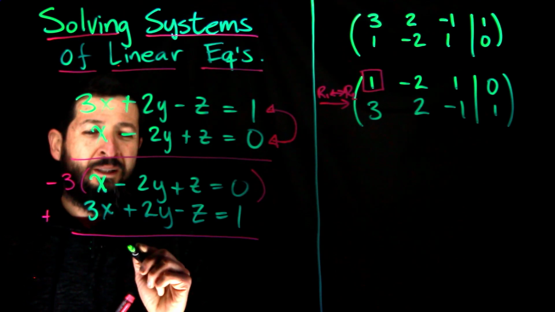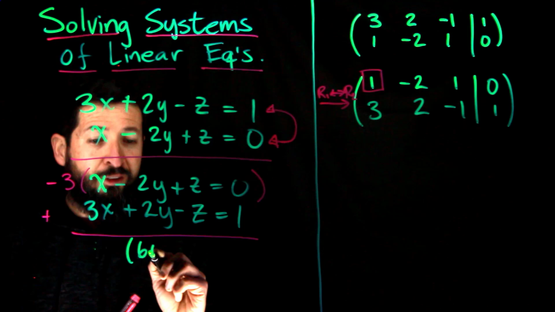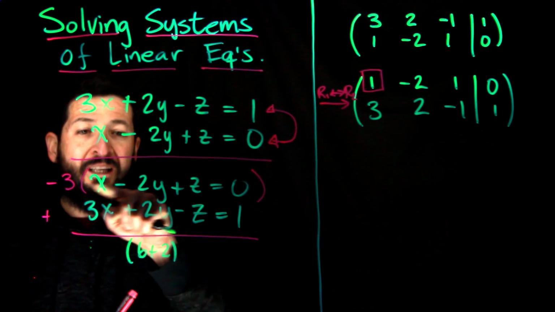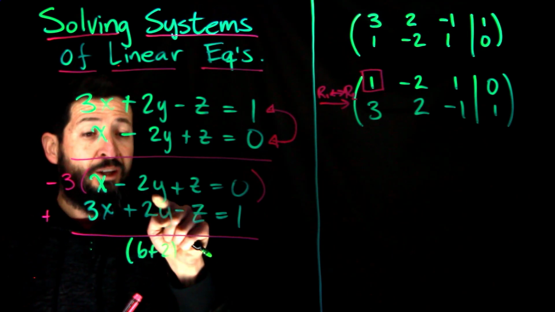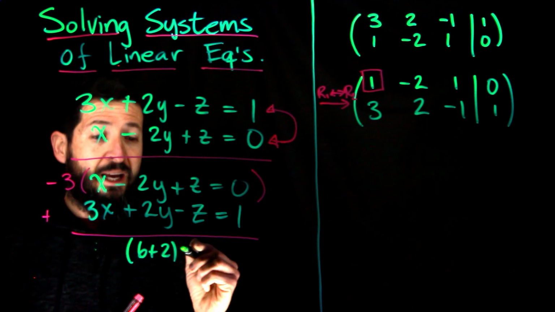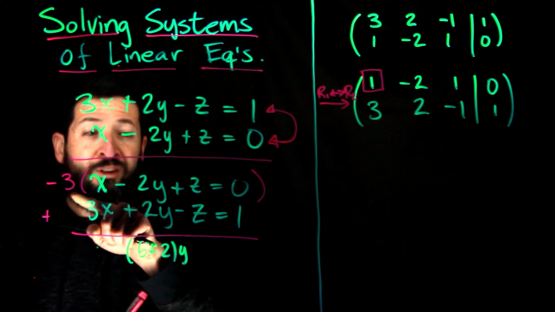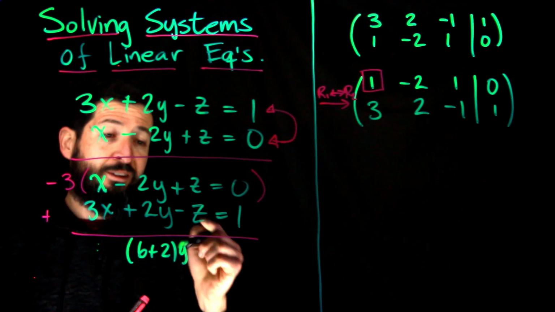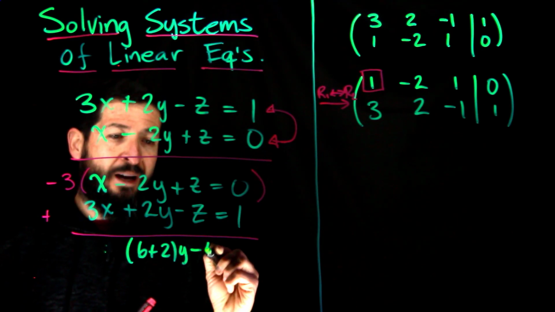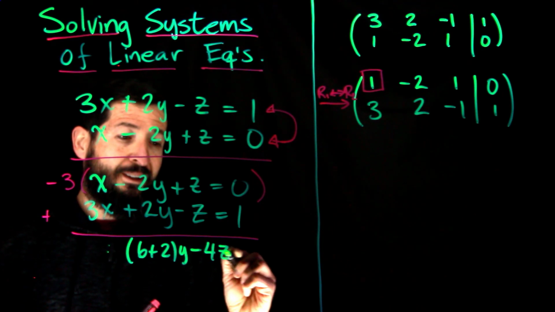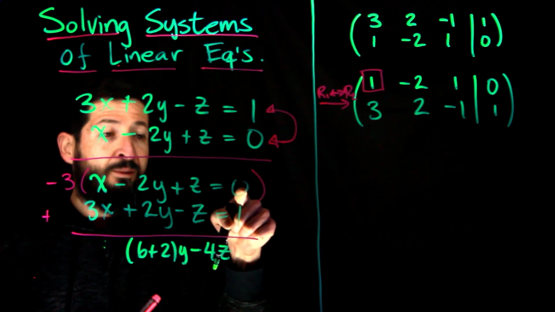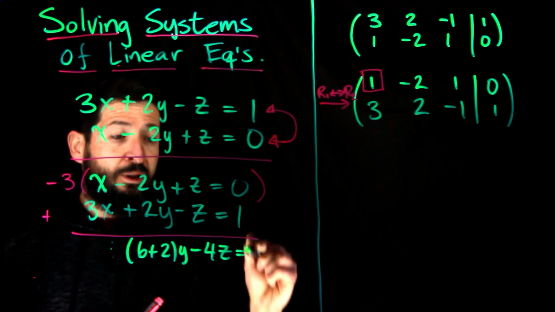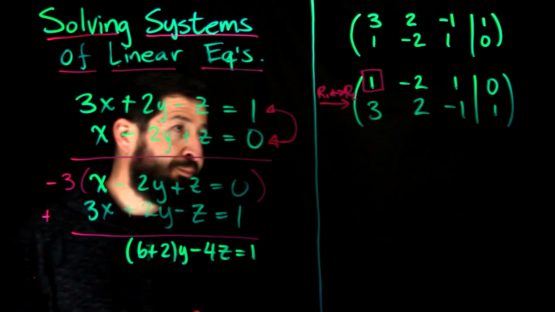I'm debating whether I'll write them. 6 plus 2. So I'm going to have the negative 3 times negative 2 is 6 plus 2. That's going to give me 8y. And then for z, I'm going to have negative 3 minus 1. Now that you know how it happens, you get negative 4z. And then you would have negative 3 times 0 plus 1 equals 1.